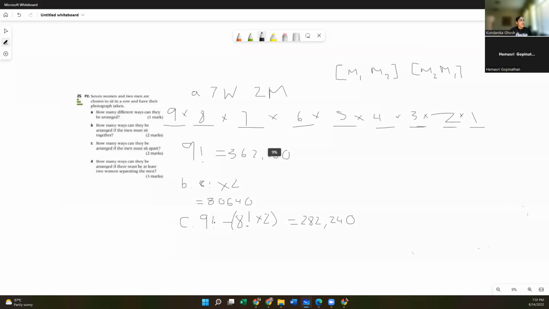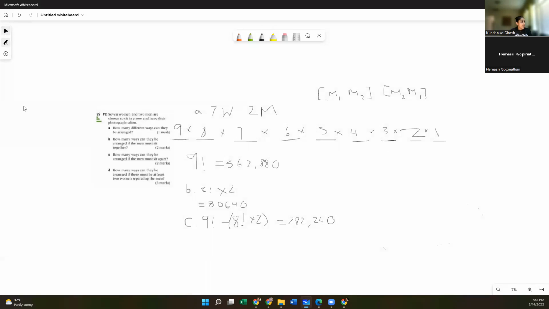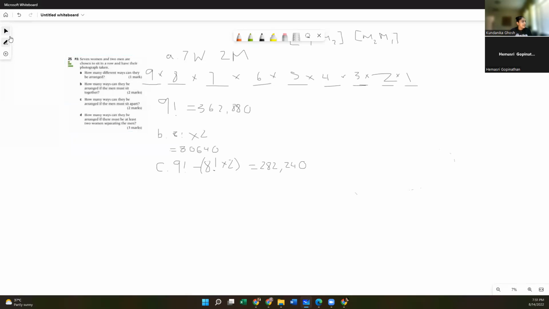Okay, and then last but not least, we have part D. Part D is actually pretty hard. At least I think it's pretty hard. I didn't really understand it when I first read it. So I had to go back and really look at the problem. So it says, how many ways can they be arranged if there must be at least 2 women separating the men?